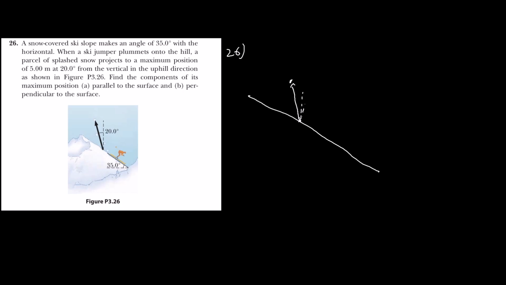So let me slant this a little. Let me redraw this. So here's the snow. I'm going to exaggerate the tilt a little bit here. And the snow goes up like this. It's not perpendicular to the ground, I don't think. So find the component of its maximum position parallel to the surface. Okay, that's what it wants. Now this makes sense. So this angle right here is going to be 35 degrees.